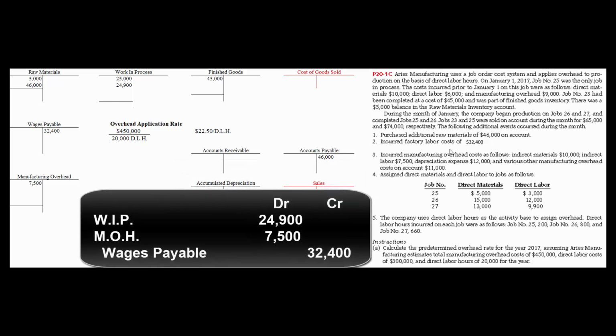So we'll credit wages payable for the total that we owe, and the direct labor will go directly into work in process. The indirect labor will park itself down here in manufacturing overhead and eventually get applied with the other overhead costs via our overhead application.